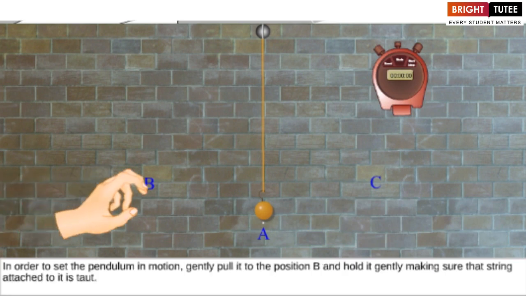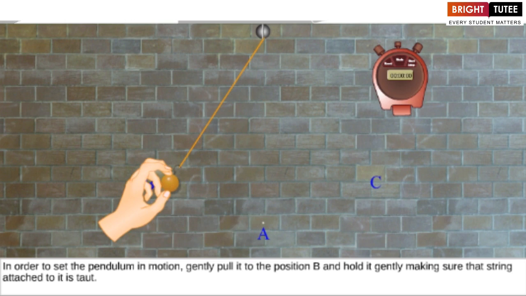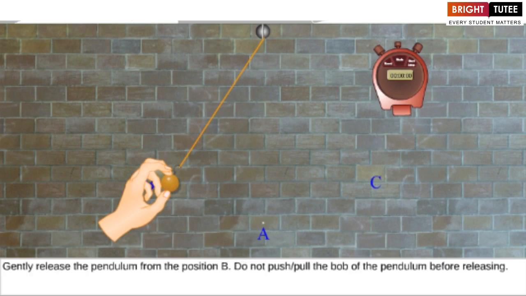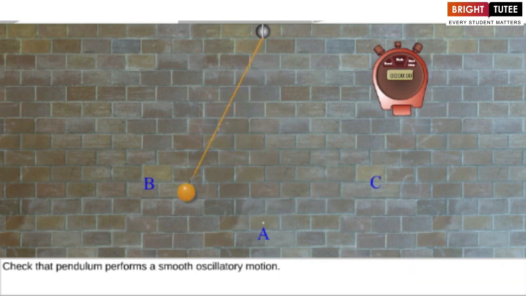In order to set the pendulum in motion, gently pull it to position B and hold it gently, making sure that the string attached to it is taut. Gently release the pendulum from position B. Do not push or pull the bob of the pendulum before releasing. Check that the pendulum performs a smooth oscillatory motion.